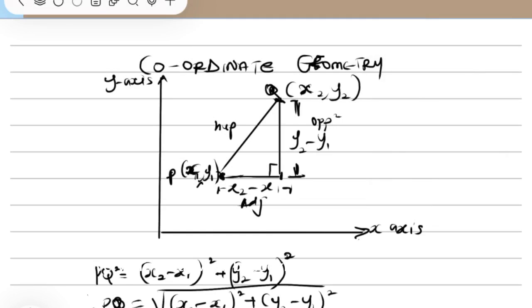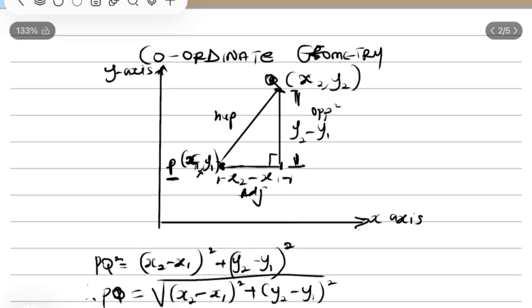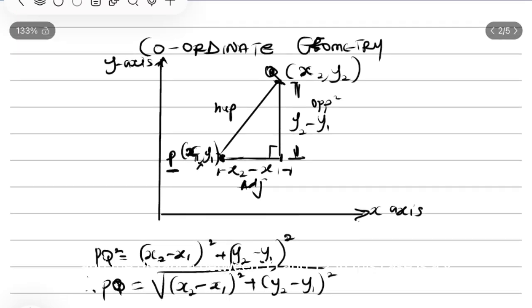Hi everyone, today we'll be looking at coordinate geometry. That means when we have 2 points on the x and y coordinates, in this case we have P, which is (x1, y1), and point Q, which is (x2, y2). The distance between y1 and y2, this is our y1 and this is the second, y2.